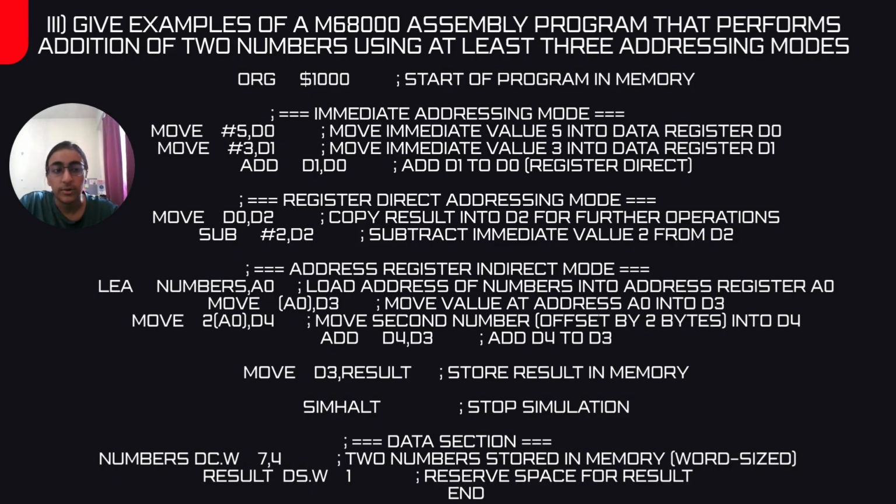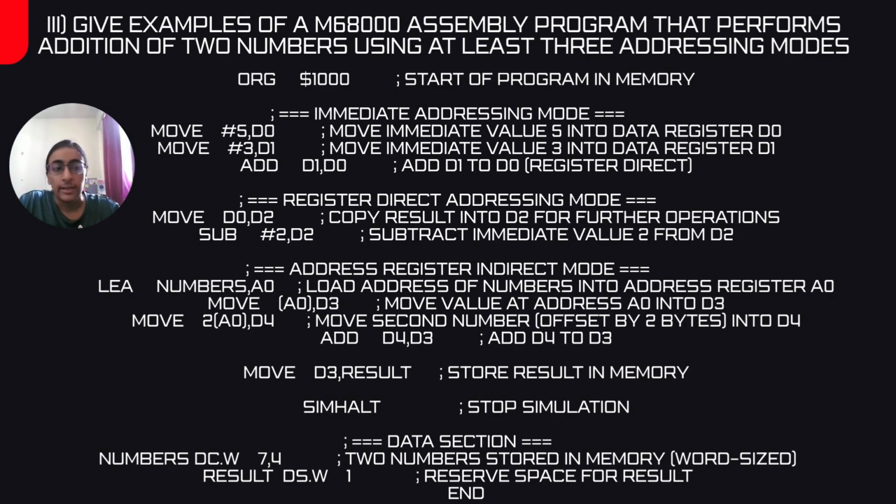In this question, the three addressing modes we're going to use are immediate addressing mode, address register indirect mode, and register direct addressing mode. For the first one, immediate addressing mode, we're going to use MOVE #5,D0 and MOVE #3,D1, and we're going to load the values 5 and 3 into their respective registers. So 5 goes into D0 and 3 goes into D1.